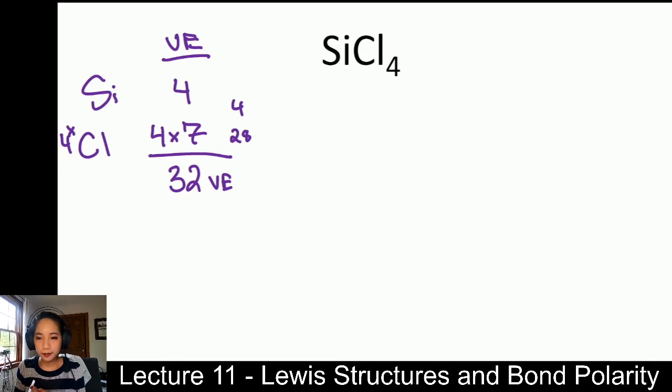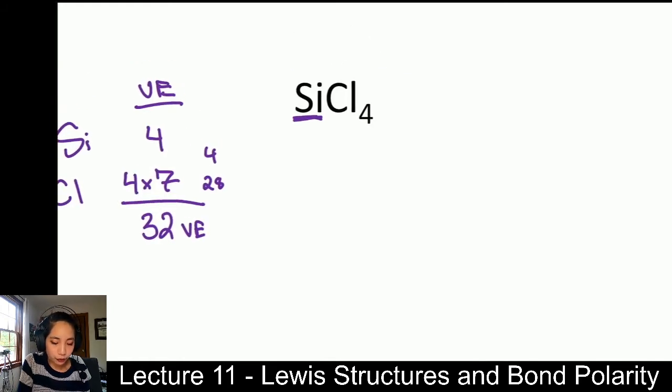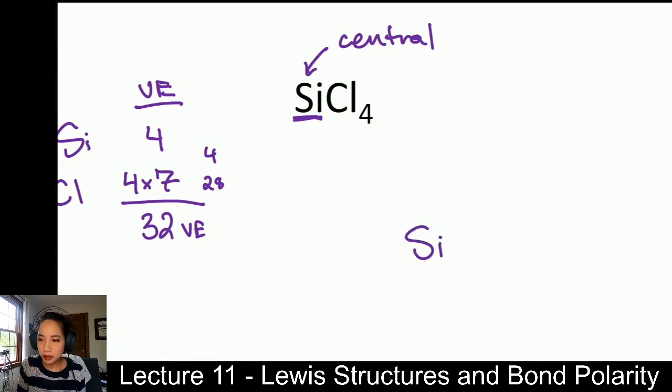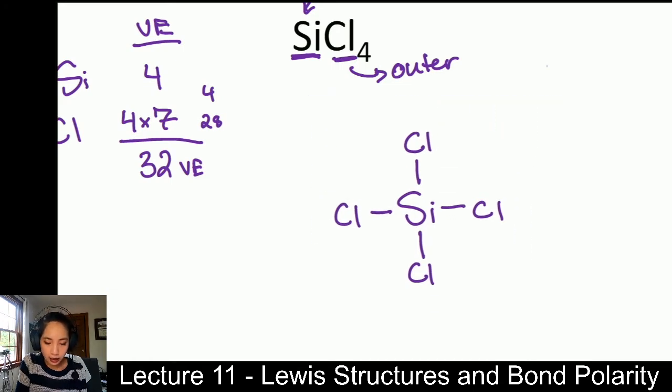So that's step one. Step two is to place the atoms in the molecule. So remember, silicon's written first, so this is our central atom. So I'm going to write silicon first in the middle. And then the chlorines are going to be our outer atoms. So I'm just going to place the 4 chlorines around silicon and then form covalent bonds between the outer and central atom. 1, 2, 3, 4. I've drawn 4 bonds so far. So 4 bonds is 8 electrons.